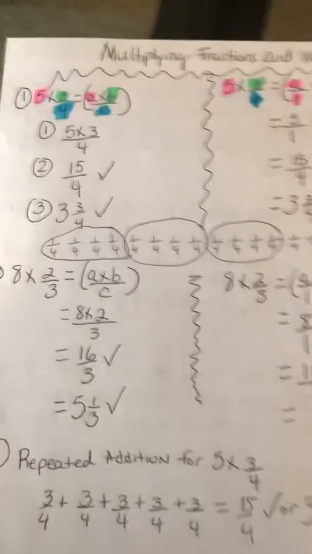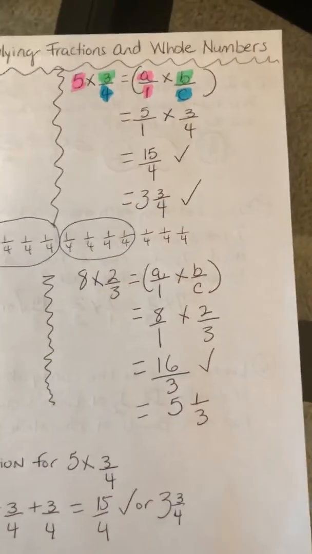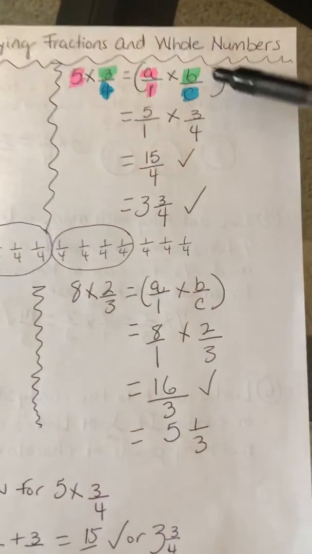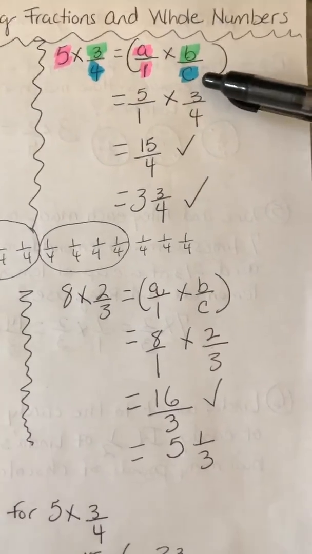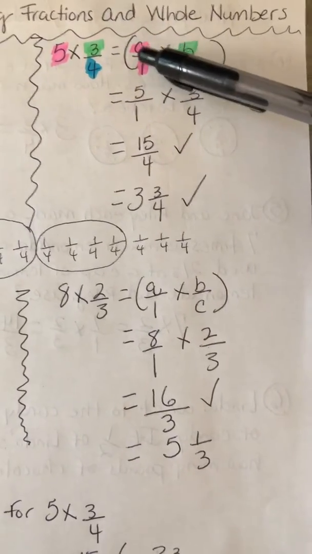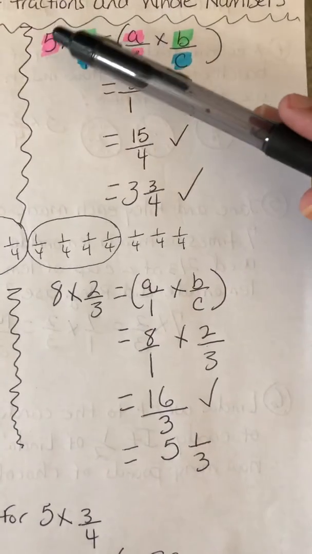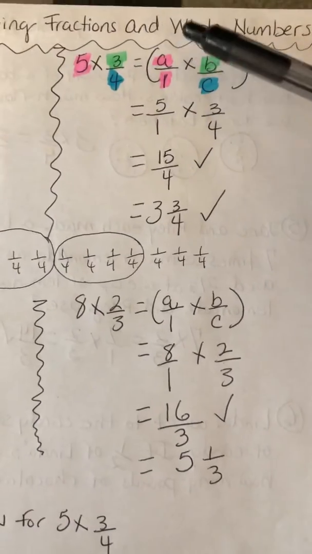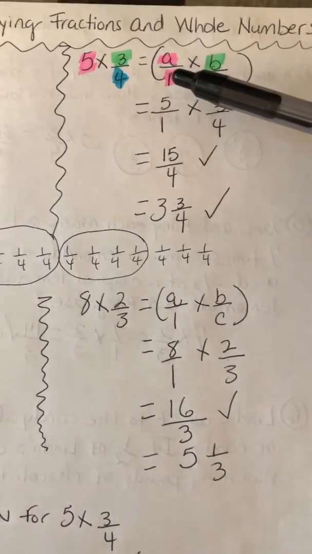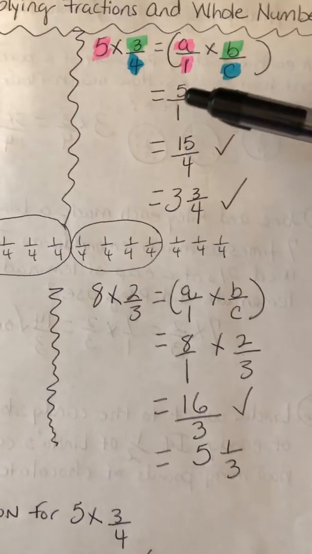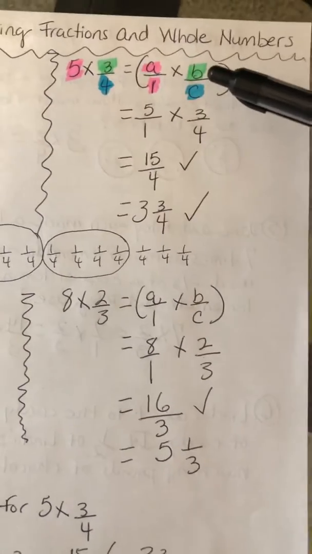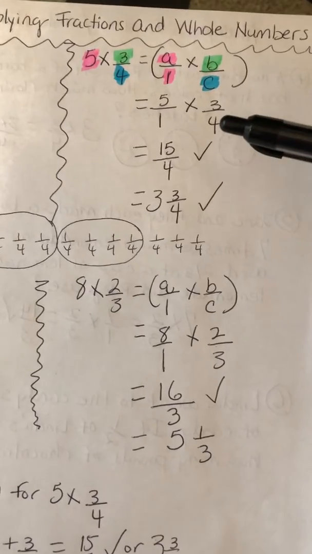Okay, we're going to look at the same problem again, but with a different technique. This time, we're using the strategy A over 1 times B over C. And the reason why I have this A over 1 here is because I'm changing 5 to a fraction. And how do I do that? I just simply write 1 underneath it. And that's what I've done here. I rewrote A over 1 as 5 over 1. And I rewrote B over C as 3 over 4.